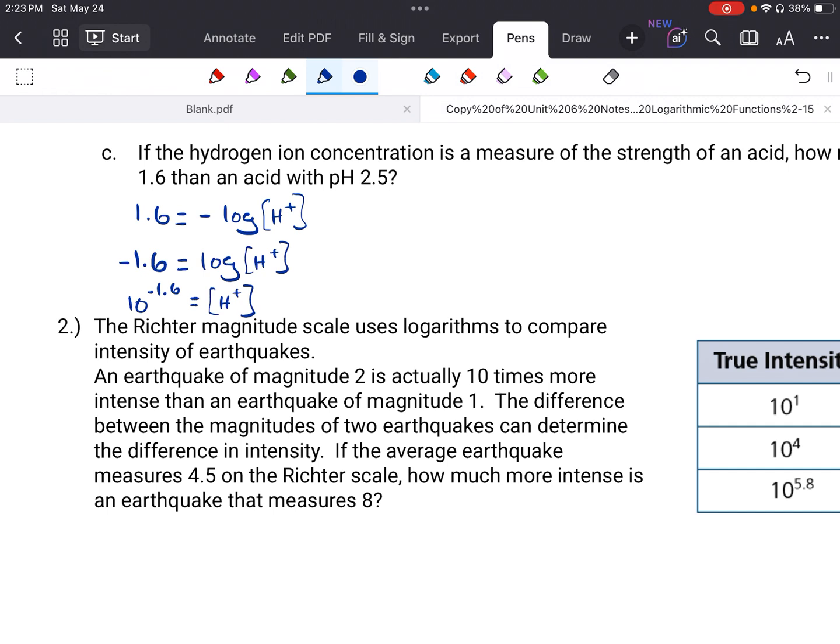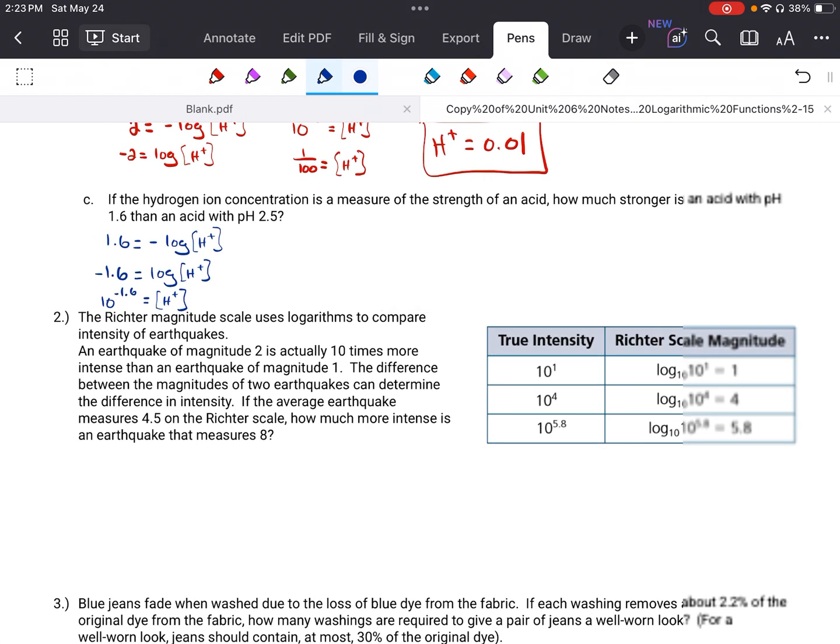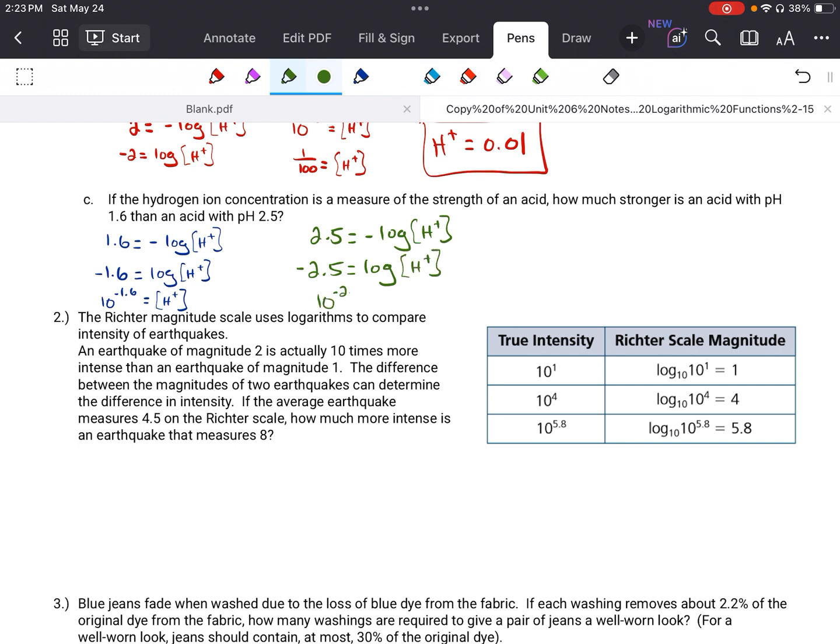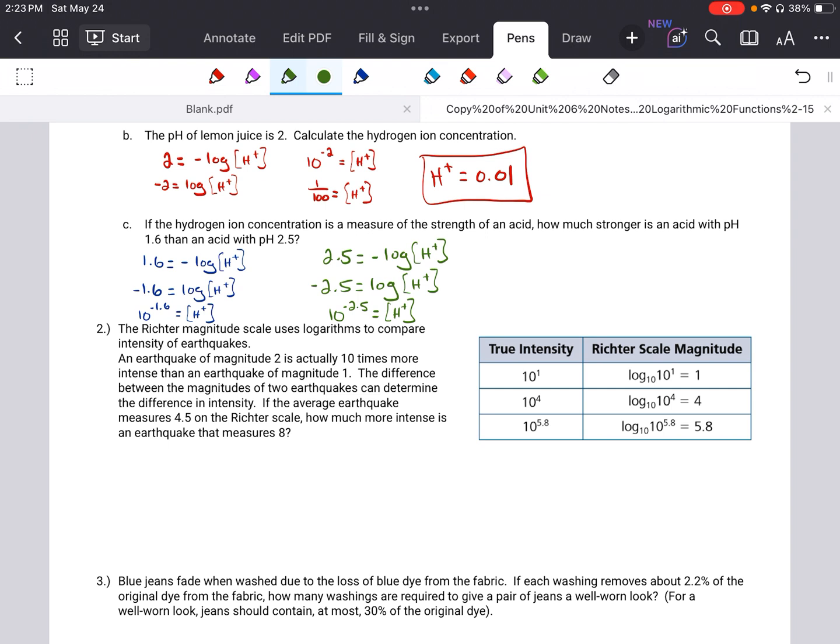Okay, that works out to about 0.025119 and so on. We don't really need that. Let's move on to the second one now. So a pH of 2.5. All right, so 10 to the power -2.5 is the H plus in our second acid. So how much stronger? Well, that means we're going to divide the first one by the second one.